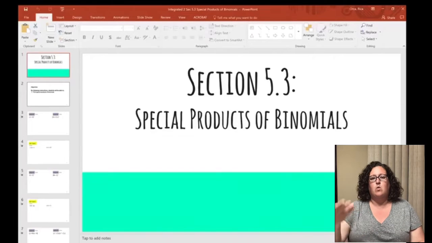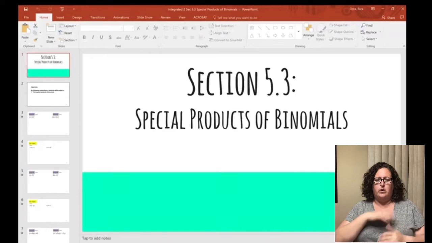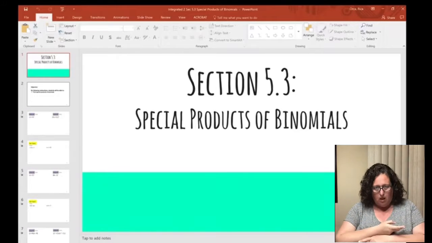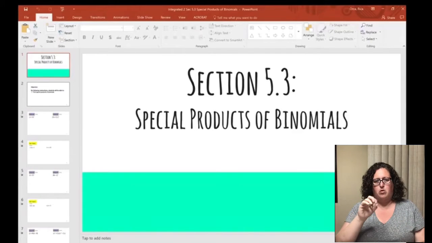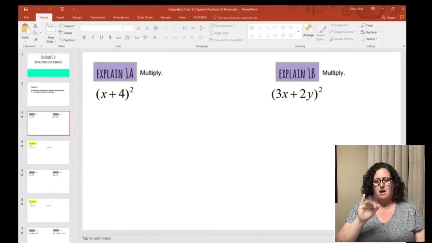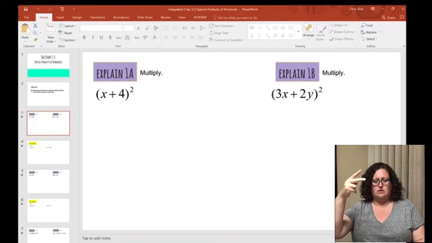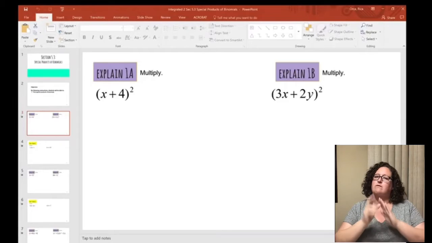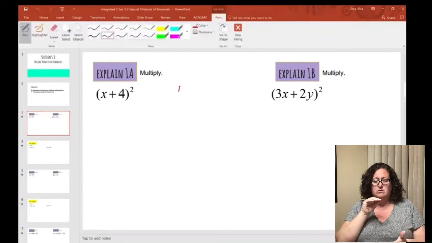Welcome back, class. Today we are going to be multiplying special products of binomials, and this is section 5.3. Explain 1a. We want to multiply x plus 4 squared. Before we multiply, let's go ahead and review something you might have learned in 9th grade.